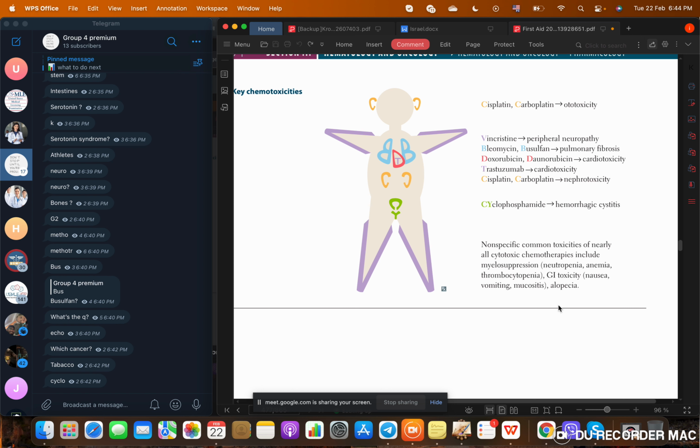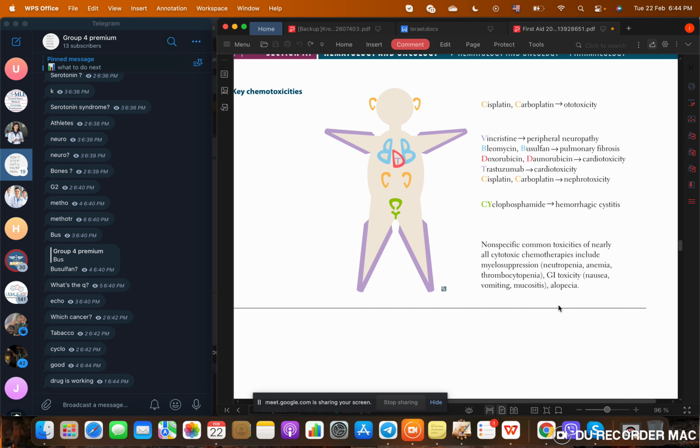What do you think? Is it something bad or good to see the symptoms? Alopecia, GI toxicity, diarrhea, anemia, all of this stuff. It's actually a really good thing to see that. Why? Because the drug is working. Absolutely correct. That means that the medication is actually working. The medication is working, the cancer is getting killed.